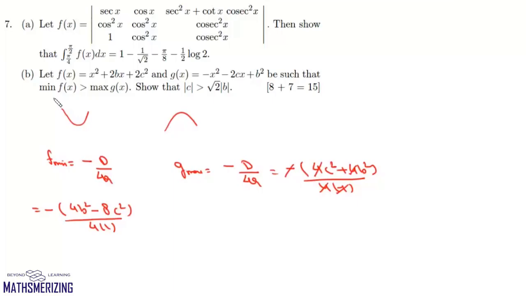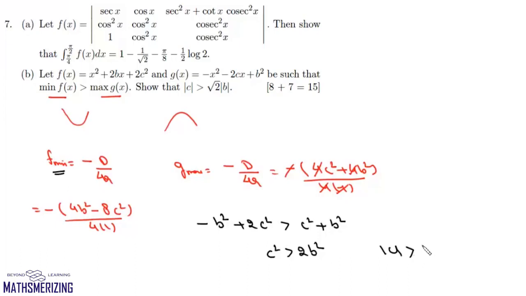So it says the minimum of f(x) will be greater than the maximum of g(x). So the minimum of f(x), which is minus b square plus 2c square, is greater than the maximum of g(x), which is c square plus b square. So from here we can write c square will be greater than 2b square, or mod c will be greater than root 2 times mod of b, which is what we need to prove.